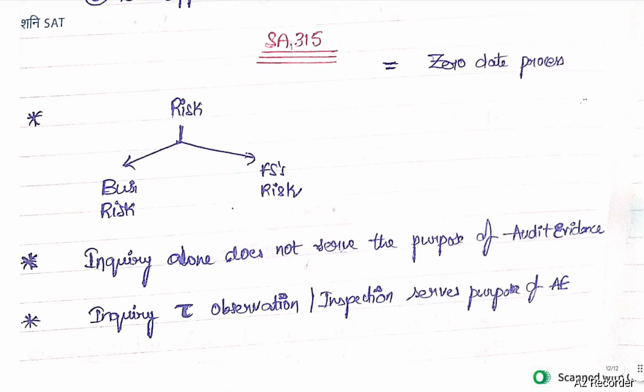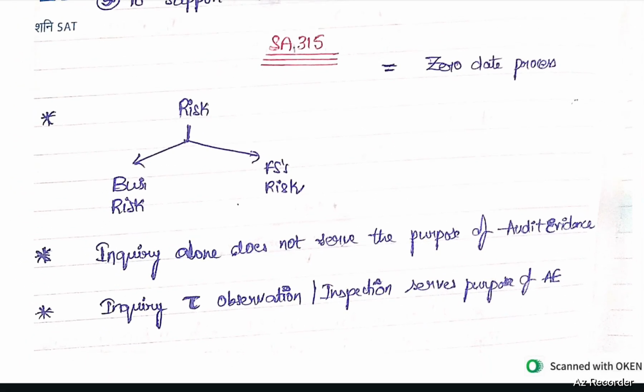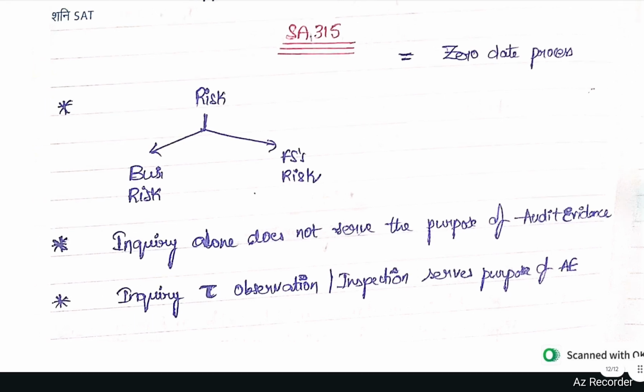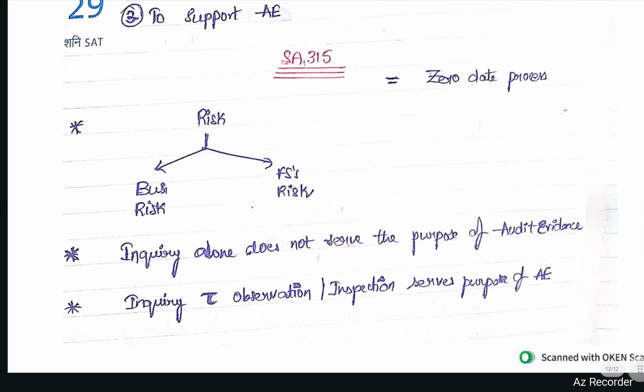SA 315 follows the risk assessment process. Here, as per SA 315, risk is of two types: business risk and financial statement risk. Enquiry alone does not serve the purpose of audit evidence. Enquiry with observation or inspection serves the purpose of audit evidence. Enquiry alone cannot be considered as audit evidence.